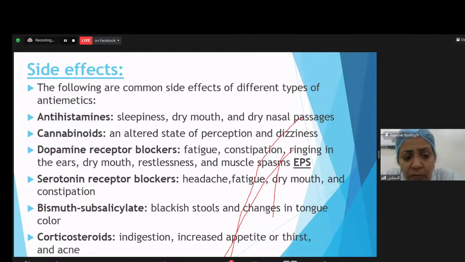We have steroids, which can cause indigestion and increase appetite. If you are going to use them for a long time, you might expect acne, trunk obesity changes, moon face, you know, all the side effects that can be expected from steroid use.